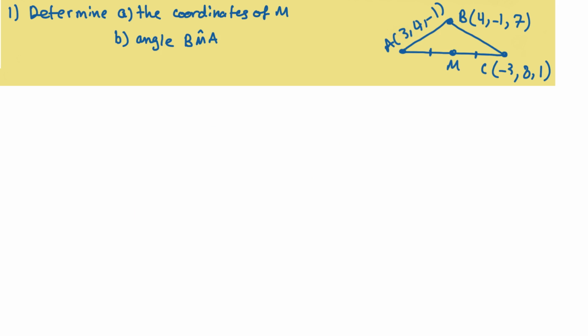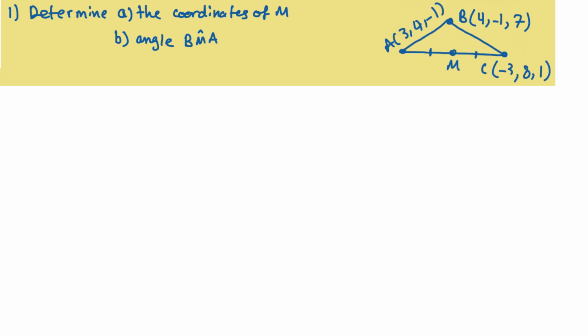In the first question here, we want to determine the coordinates of M, so this point over here, and the angle BMA, which runs from here, goes to here, and then goes here, so that angle over there. And the first part can be done in different ways.